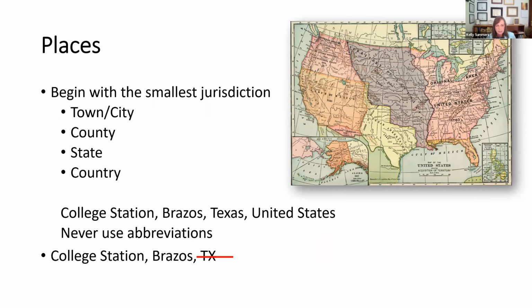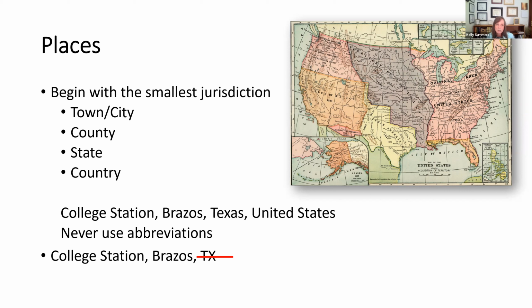Now, places. We always begin with the smallest place. And in the case of, let's say, Spanish Fork would be the name of the city. Then we would have the county, and here it would be Utah County. And then we would have the state, Utah, and the country, United States. We never use the postal codes or the abbreviations for the states. We always spell them out.